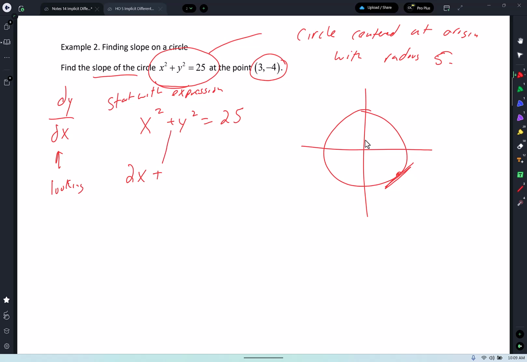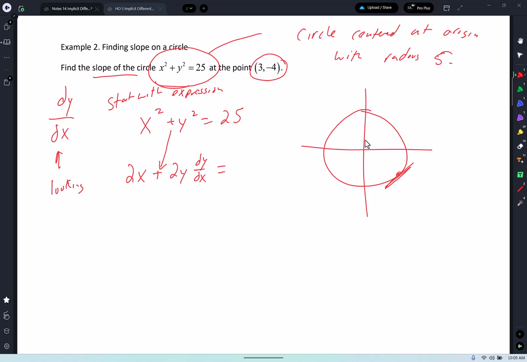Plus, that plus is this plus. What's the derivative of y squared? 2y, but is it an x? So what do I write right next to it? dy/dx. If it's not an x, you write dy/dx right next to it. Cool or not cool?